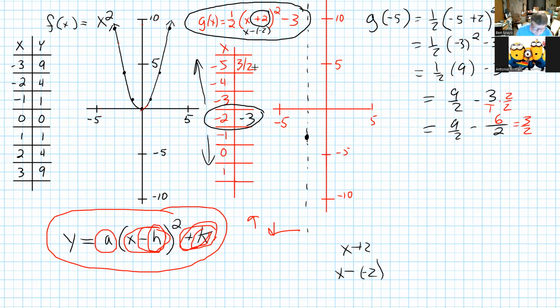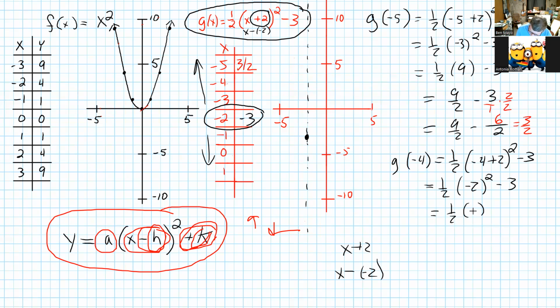Okay. Going on. Next point. g of -4 is 1/2 times the quantity (-4 + 2) squared minus 3, which is 1/2 times (-2), since -4 + 2 is -2, the quantity squared, minus 3. Which is 1/2 times 4, minus 3. 1/2 times 4 is 2. 2 minus 3 is -1.